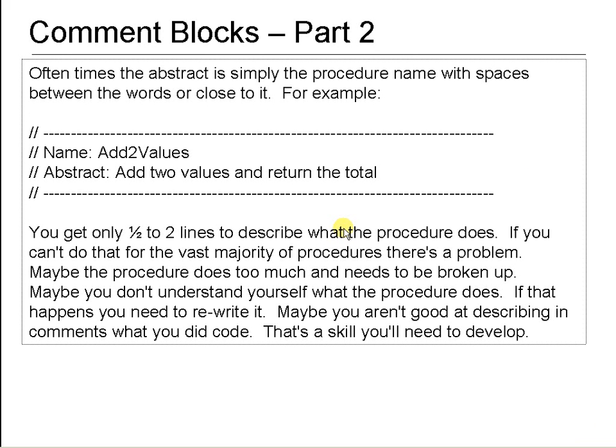Oftentimes, the abstract is simply the procedure name with spaces between the words or close to it. So if the name of the procedure is add two values, then the abstract might be add two values and return the total. You get 1/2 to 2 lines to describe what the procedure does. If you can't do that for the vast majority of procedures, there's a problem. Maybe the procedure name does too much, or maybe the procedure does too much and needs to be broken up. Maybe you don't understand yourself what the procedure does. If that happens, you need to rewrite it.